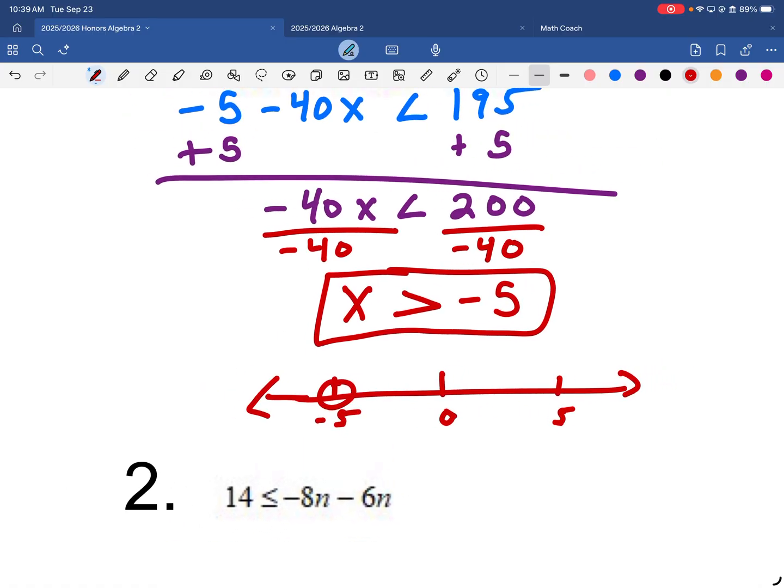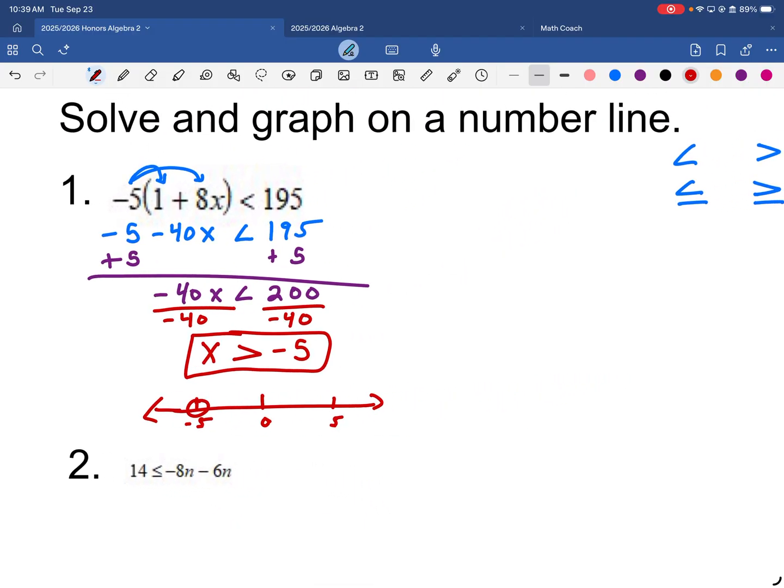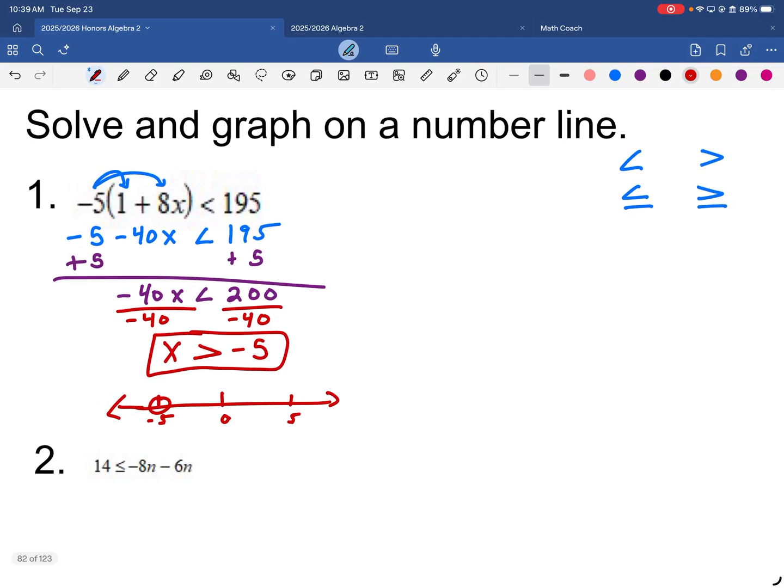Does anybody know why I have an open circle? Sorry? You're probably right. There's no line below it. So anytime there's not a line below it, so if you have less than or greater than, that is going to be an open circle, meaning it can't equal negative 5. If you have the line under it, then it's going to be a closed circle. That means that it can equal it. So less than, greater than, open. Less than or equal to, greater than or equal to, closed.